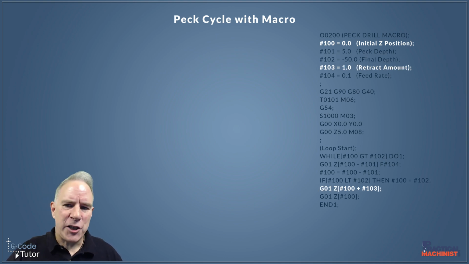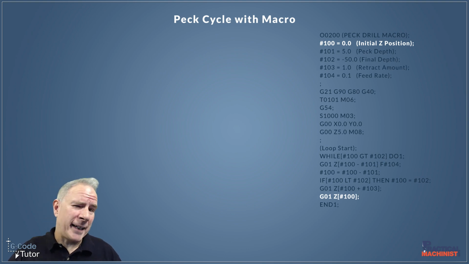Now the next command here, G01 Z and a position. So we've got Z variable 100 minus variable 103. So that's our initial position minus our retract value. Then we take G01 again and then set the depth to our initial Peck position, but it's no longer our initial Peck position. We've done all sorts of maths to it and it's calculating the endpoint of that tool.